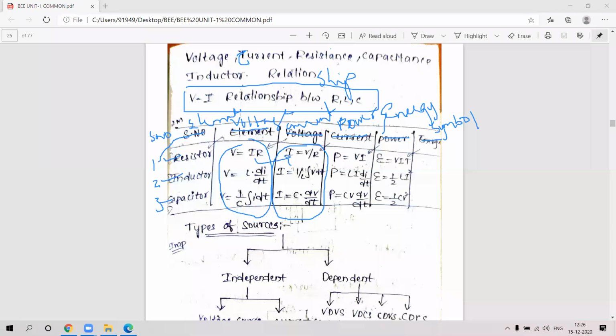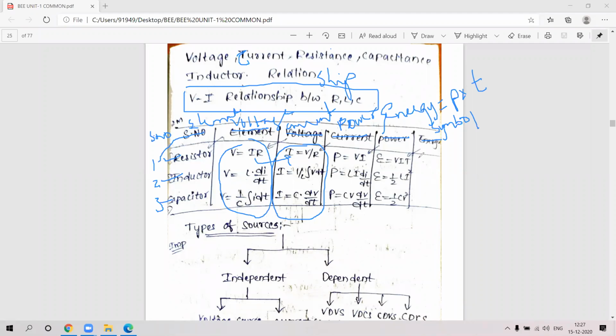Then what you got? Power. Power P is equal to the product of voltage and current, that is VI. And what about energy? Energy is power into time. What is power you got? VI. So VI into T. You just remember like Vellore Institute of Technology, VIT. That is energy is VIT. It is just for remembrance purpose I am giving. Actually V is voltage, I is current, T is time.